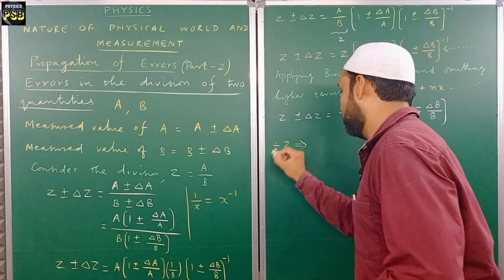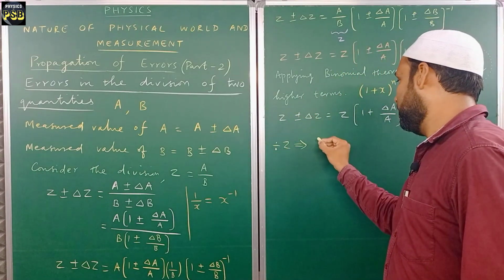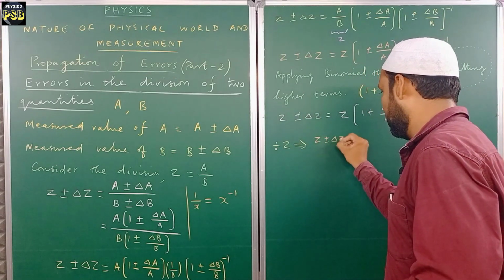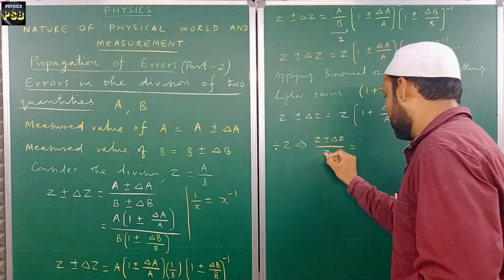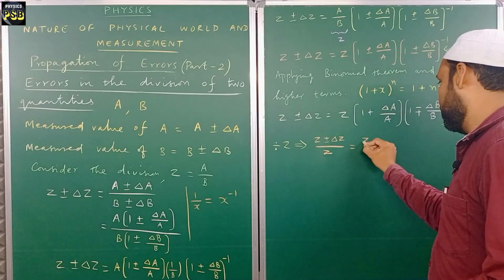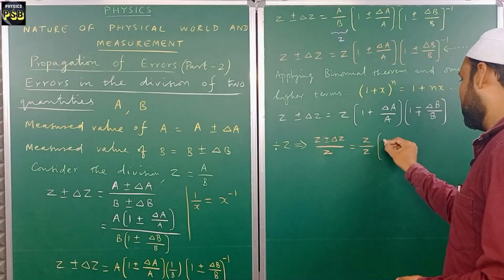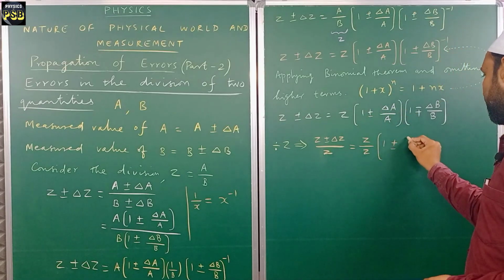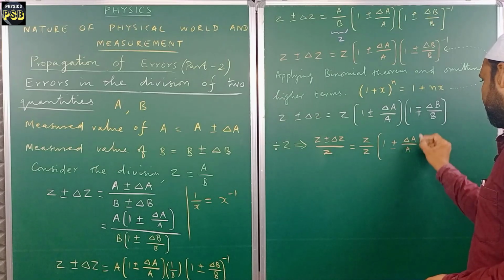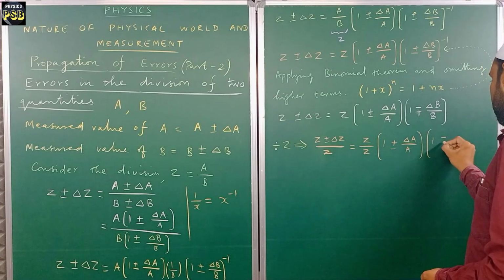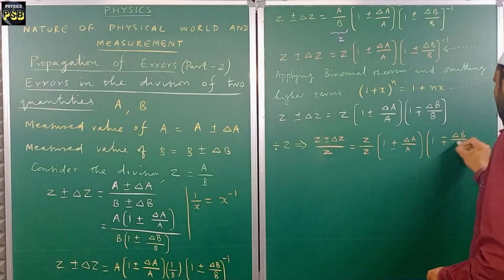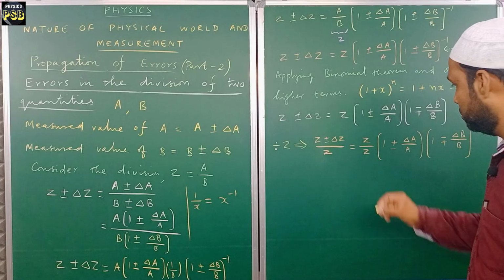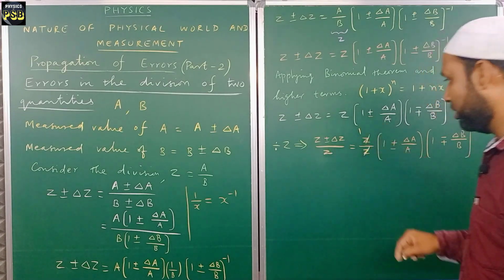What is divided by z? What I'll get is z plus or minus delta z divided by z. In a similar way, this side we divide by z. The remaining thing will remain as such. Plus or minus delta a upon a, here 1 minus or plus delta b upon b. These 2 get cancelled and you get 1 here.